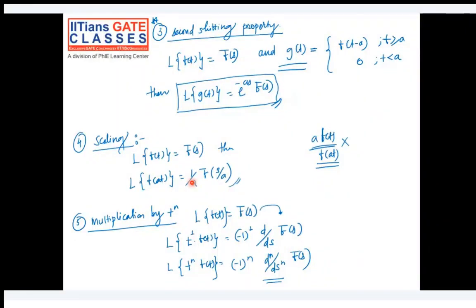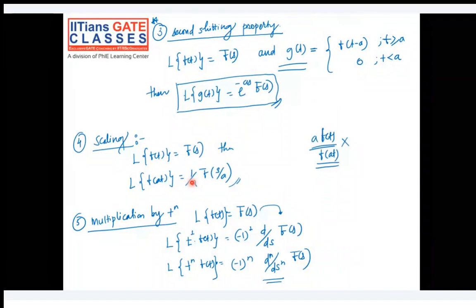Next property, multiplication by t raised to the power n. We know Laplace transform of t is what? 1 upon s. That is fine, but what is Laplace transform of t raised to the power n? That also we know. That is n factorial divided by s raised to the power n plus 1. But what will happen if we multiply a function with a t raised to the power n?